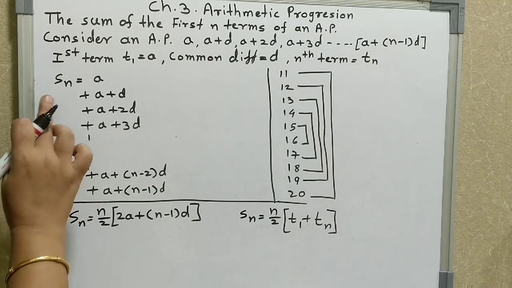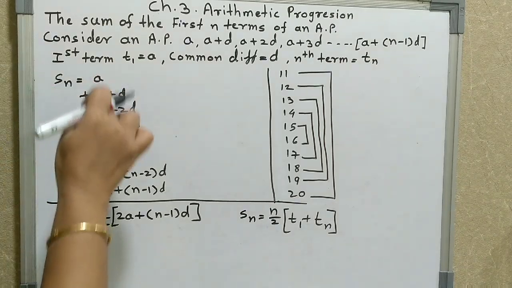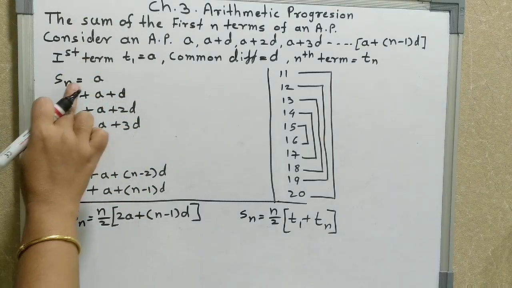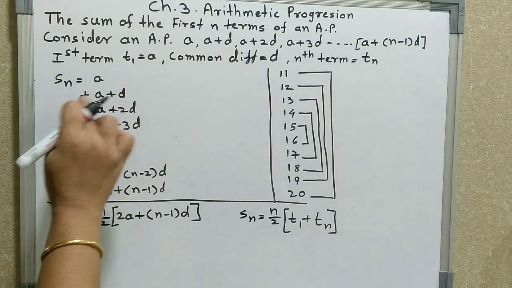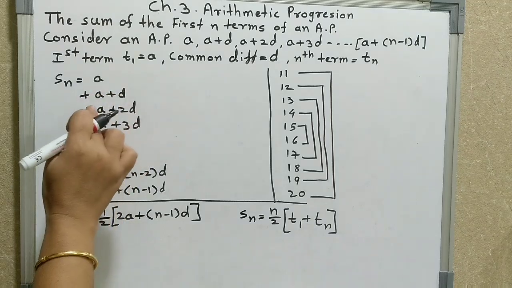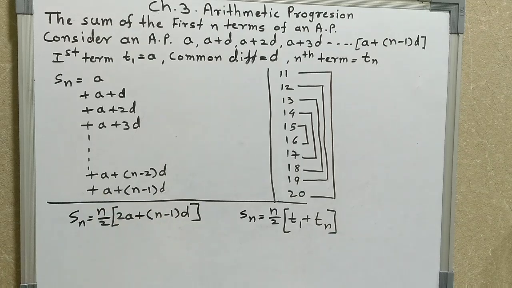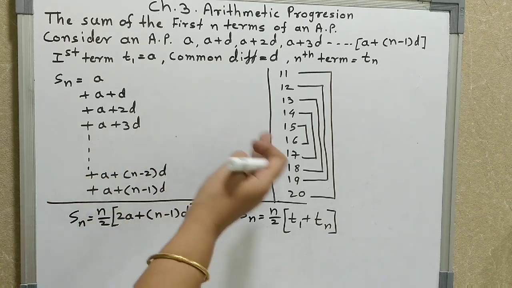Now here I will write Sn and the first, second and third terms step by step. So Sn is equal to a, the first term, plus a + d, the second term, then the third term, the fourth term, and so on, and this is the last term. Before finding this formula, first see another example.